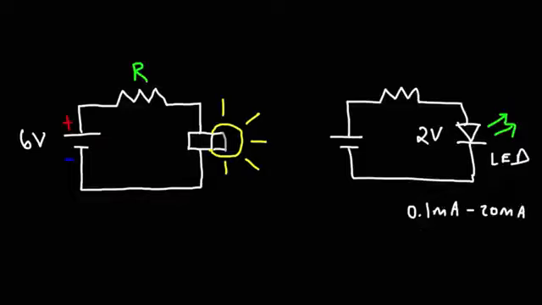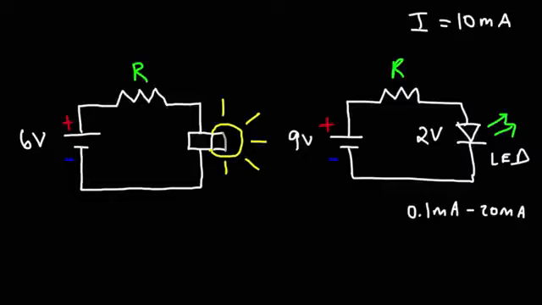Now let's say we have a 9-volt battery. And we want to determine the value of the current limiting resistor that we should use in order to get a current of 10 milliamps flowing through this LED. Because you don't want too much current to flow in it. So this is when it's useful to add a current limiting resistor. How can we determine the resistance value that we need?